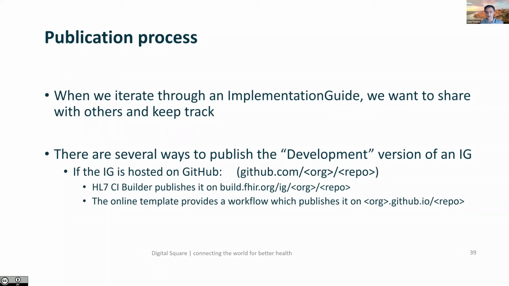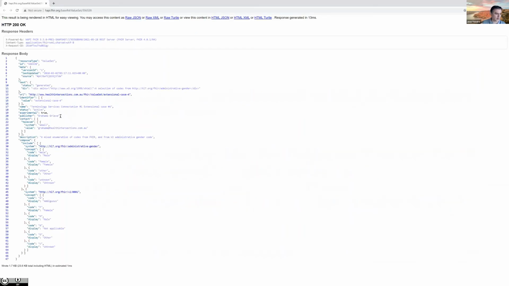I don't think so, because I think SUSHI just looks at the specification of the value set, not the hosting of this. I haven't tried it, to be honest, but I don't expect it to be possible. But in any case, if you have this value set on a HAPI server, I'm just going to bring it up. It should have a URL.